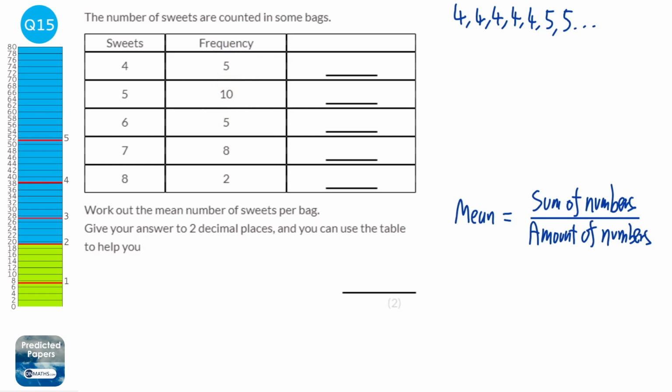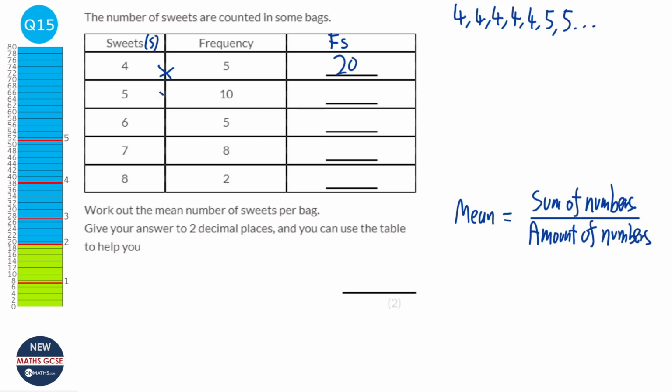Okay, so how do we work out what the numbers will add up to? Well, let's look at those 4s. How many 4s are there? Well, there's 5 of them. And what are 5 4s? Well, to work that out, we just times them. 5 4s are 20. So we create this FS column, S for sweets. Okay, and what that's telling us is all of those 4 sweets added together are 20.